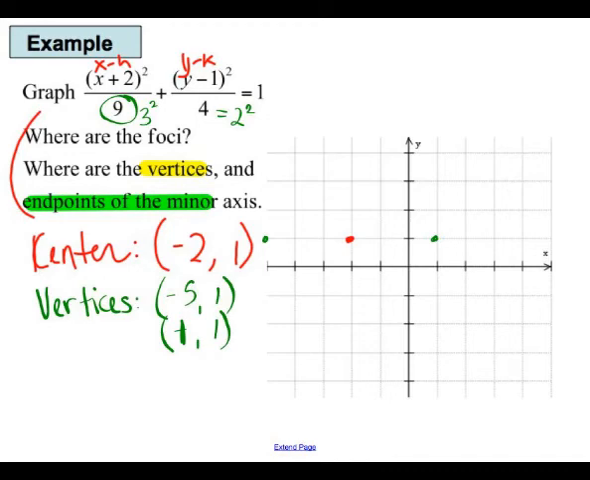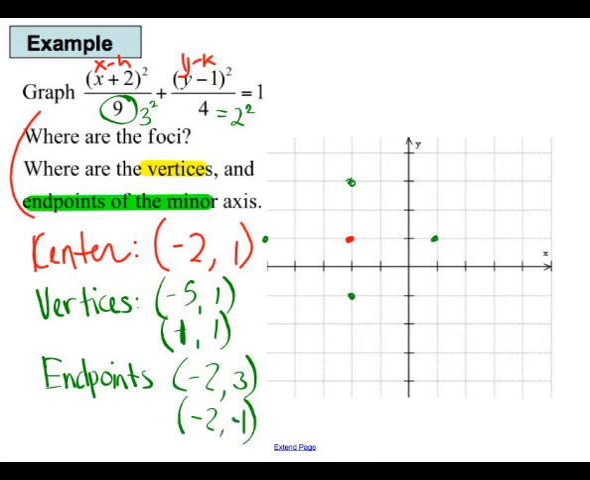Now I'm also going to find the endpoints of my minor axis in the exact same manner. So the endpoints are only 2 in both directions, so we're going to go 2 up and 2 down because they were underneath the y value. And then we'll just quickly list the points. So we're at (-2, 3) and (-2, -1). Those are my endpoints.